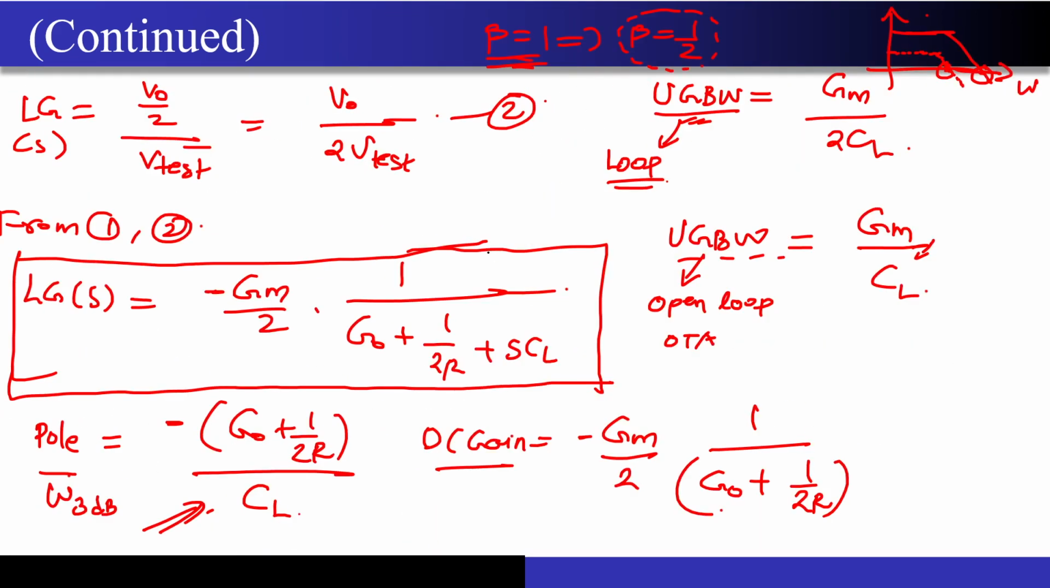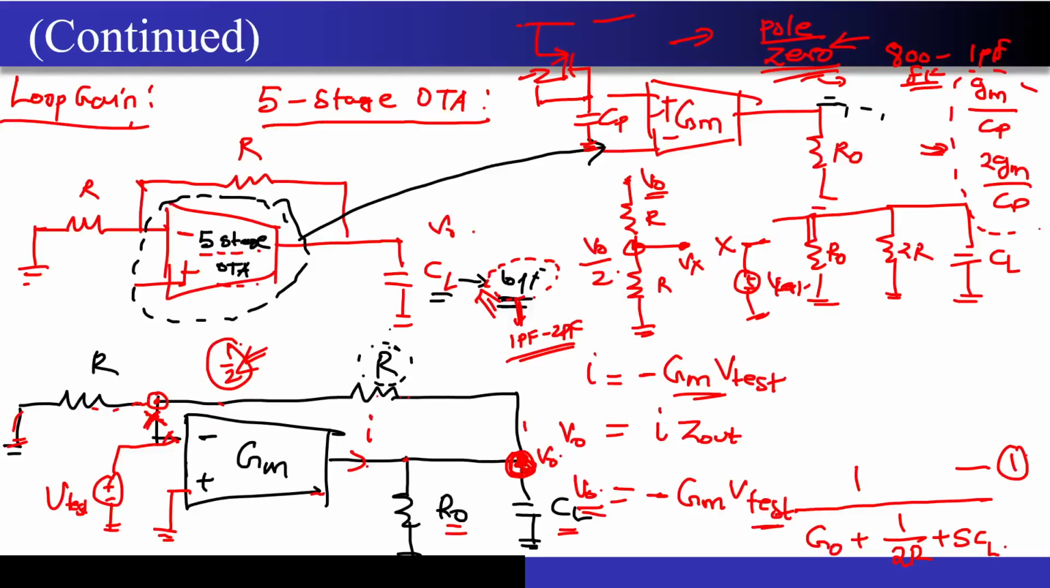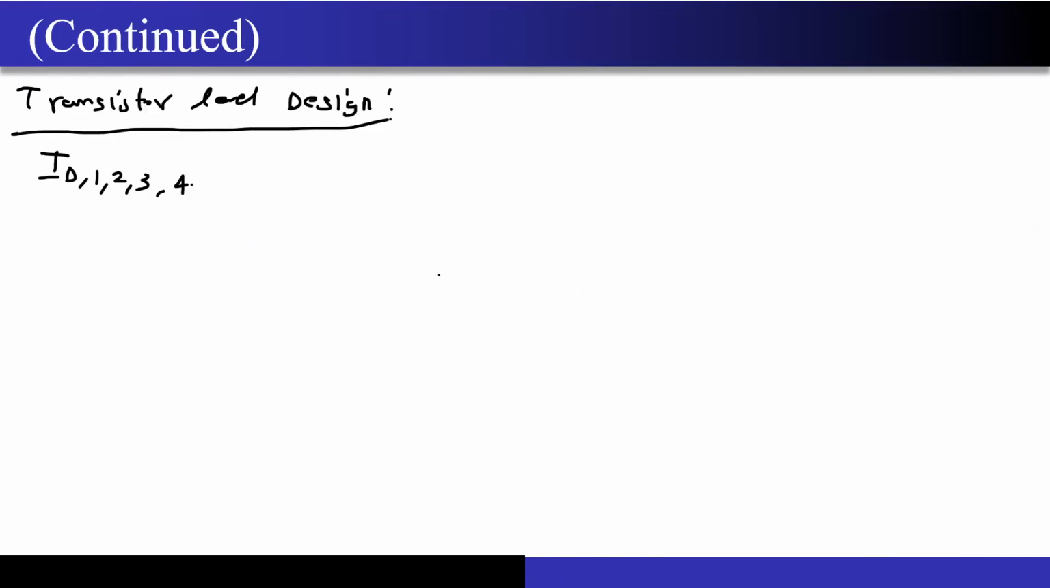If I show you the diagram of the 5-stage OTA, remember M1 and M2 are the differential pair. M3 and M4 are the current mirror load that you have, and M5 is nothing but your bottom transistor over here. Correct? Just remember this. Now these are biased at I0 by 2, correct? So these are biased at 0.5 milliamperes.